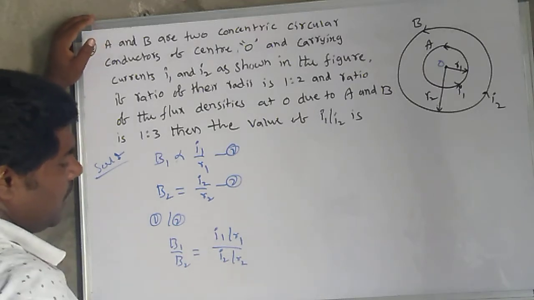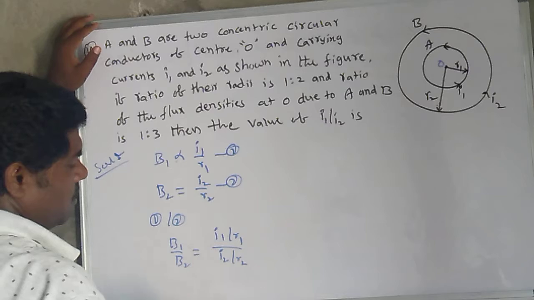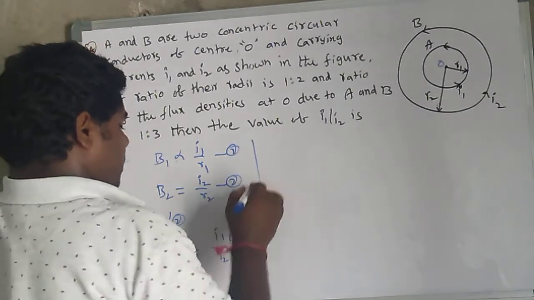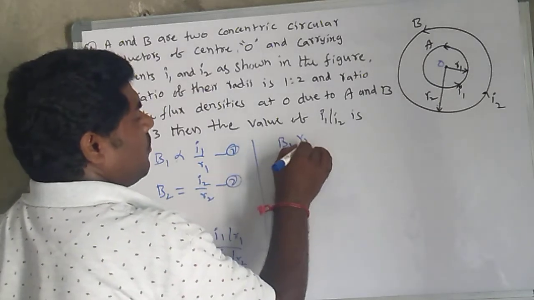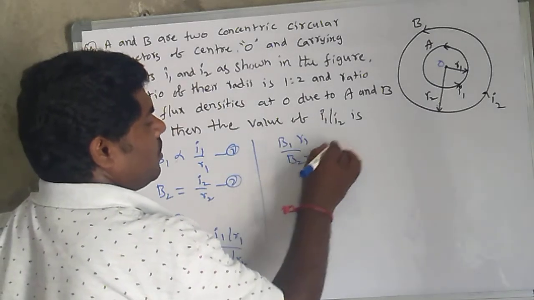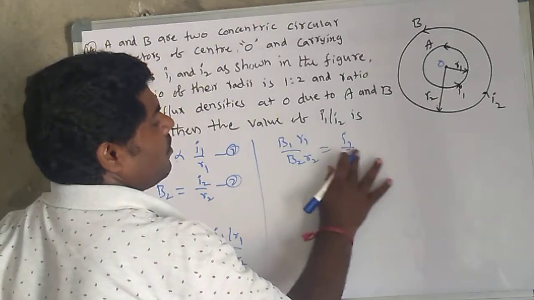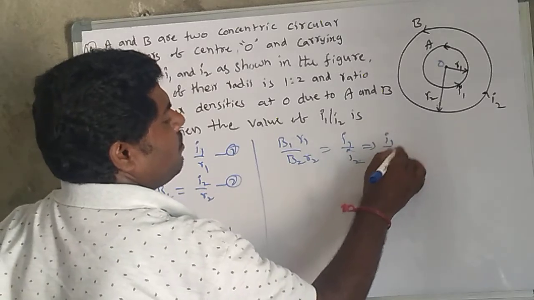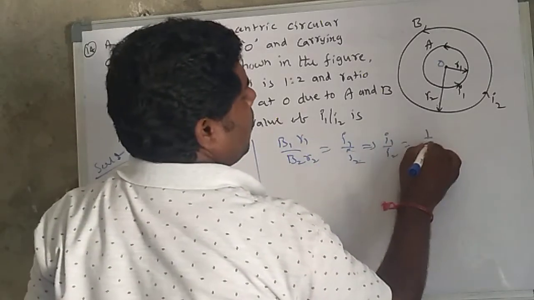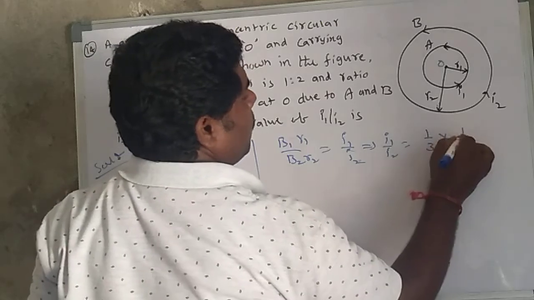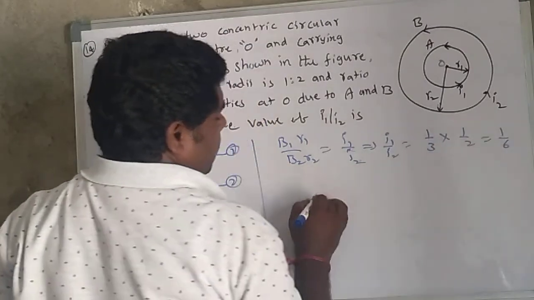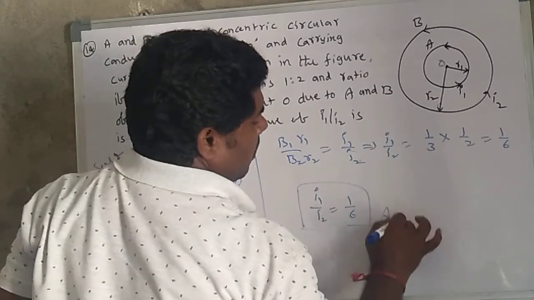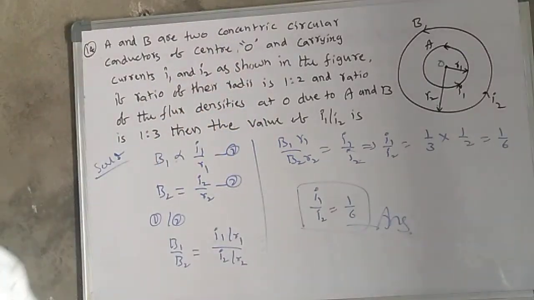So that I1 by I2 we want. From this, by cross multiplication, B1 R1 divided by B2 R2 is equal to I1 by I2. So I1 by I2 is equal to B1 by B2, they gave 1 by 3, into R1 by R2, 1 by 2, is equal to 1 by 6. It means I1 by I2 is equal to 1 by 6. This is the answer to the question.